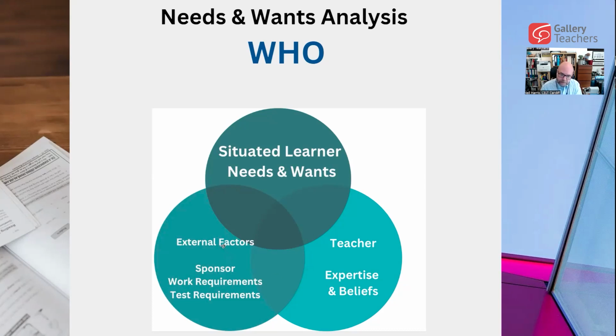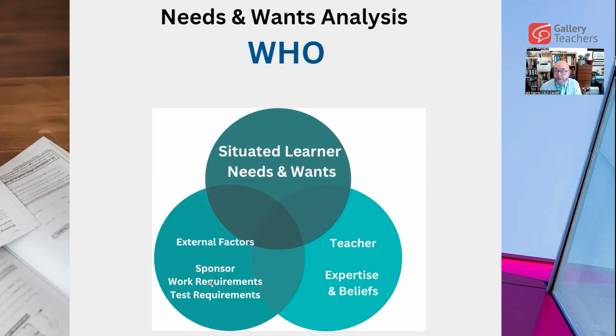I've touched on external factors already, for example, test requirements, because it's all well and good preparing a student to be a C2 learner, and we're going to look at that in the next section. But if they are going to be taking a test, we need to make sure that they get the best chance of taking that test, as well as developing their language skills holistically. But we also need to consider that possibly there is someone who's paying for their course, and we need to respect that and to incorporate that into the learning and teaching context.